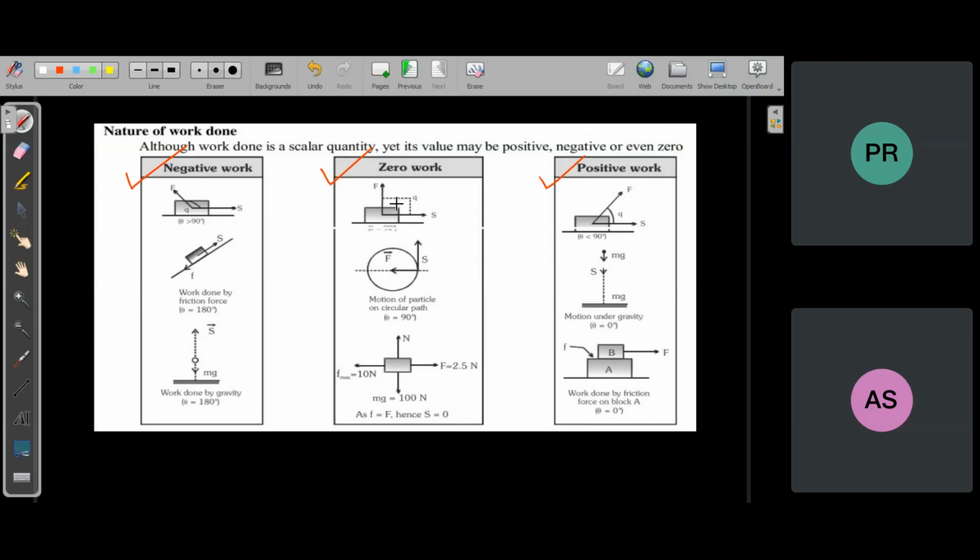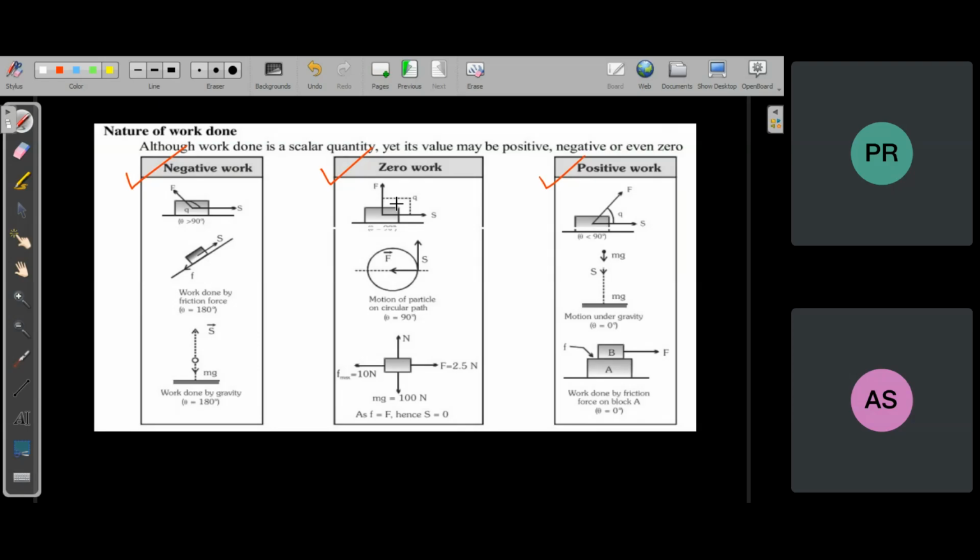For example, suppose a person is cycling and you are applying a force opposite to the direction in which he is cycling. Are you getting? So what is the effect of this? His cycle will slow down. So by your work, you have decreased the kinetic energy of the cycle, not increased it.